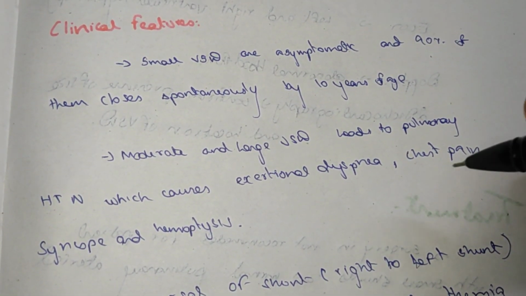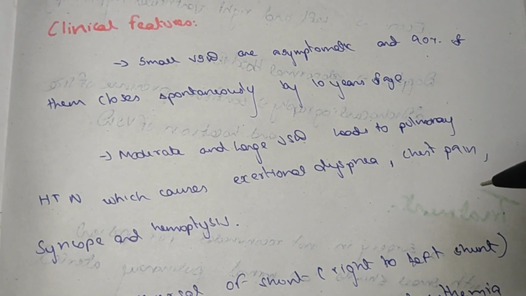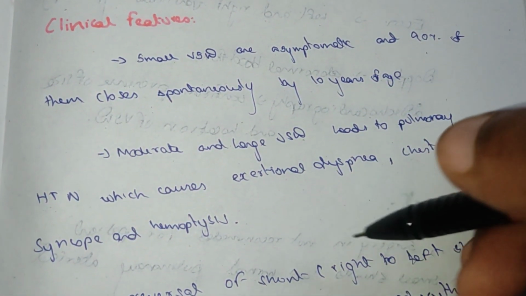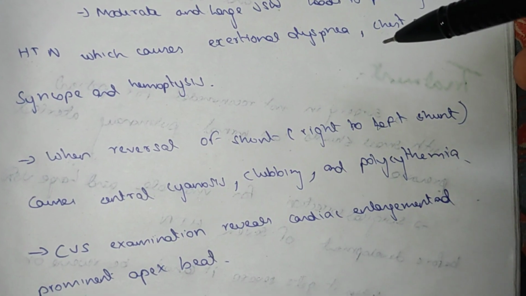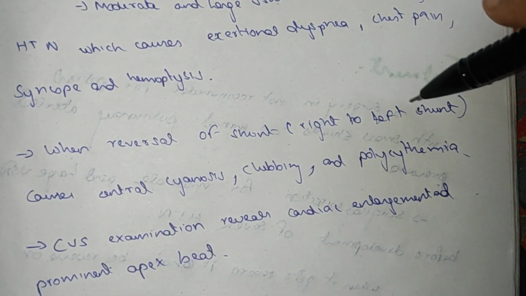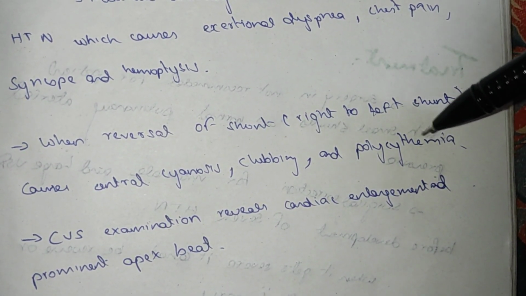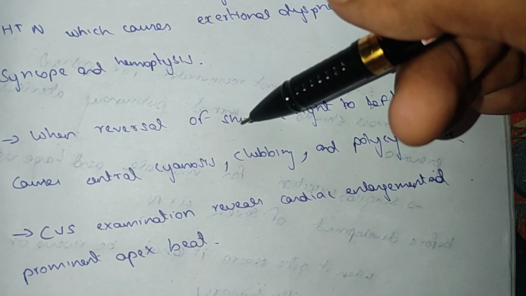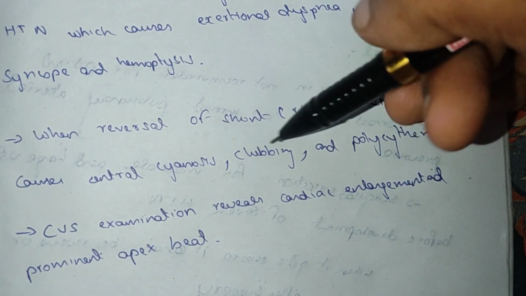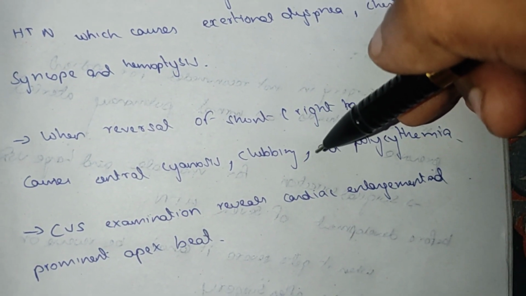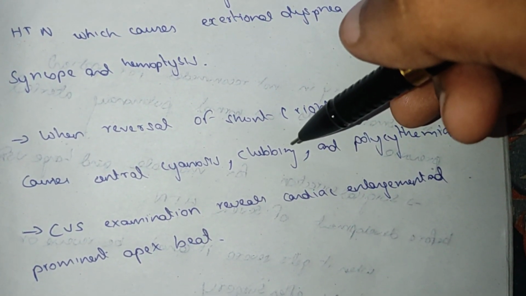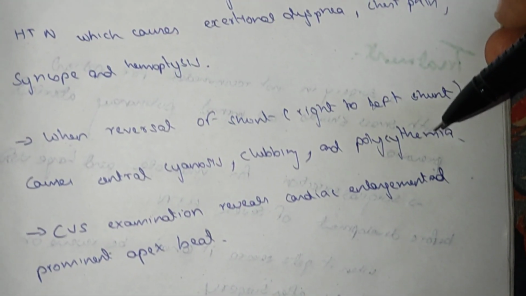This causes exertional dyspnea, the difficulty in breathing, and chest pain, syncope, and hemoptysis. When there is reversal of the shunt from right to left, it causes central cyanosis, clubbing, and polycythemia. Cyanosis is the bluish discoloration of the nails and the skin. Clubbing is swelling of the fingers.